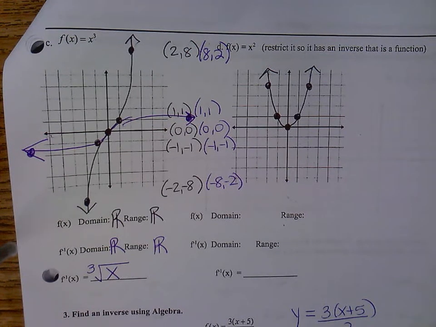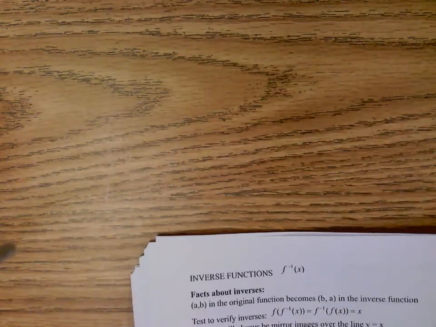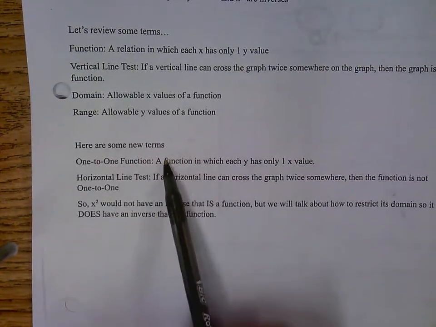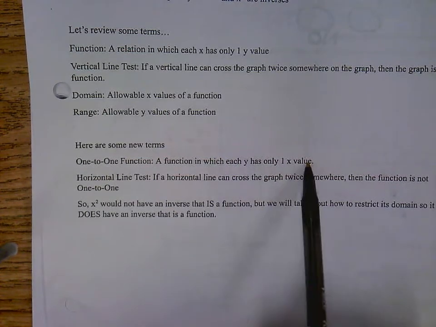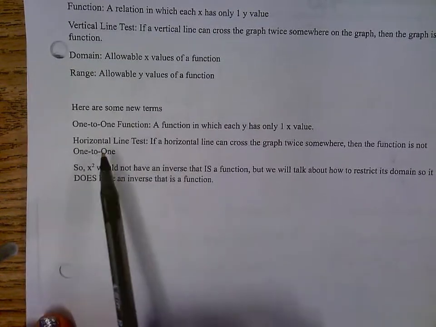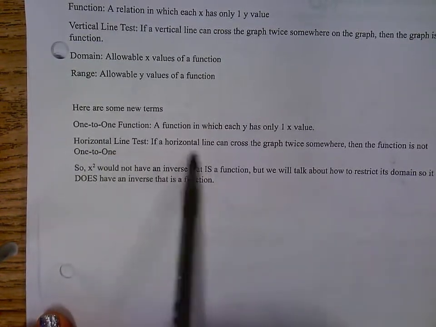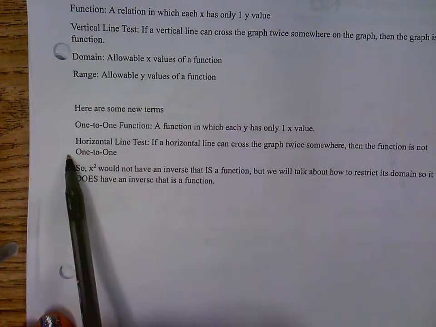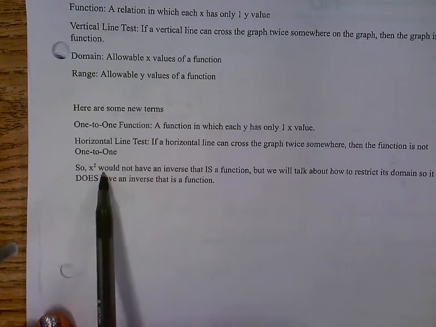What does that mean? Well, when I go all the way back to the beginning, I think I put it on the front page, and I kind of didn't talk about it because I didn't want to confuse you. A one-to-one function is a function in which each y has only one x value. And a horizontal line test, which I'm not really covering in here, but if the horizontal line can cross the graph twice somewhere, the function is not one-to-one, it will not have an inverse.